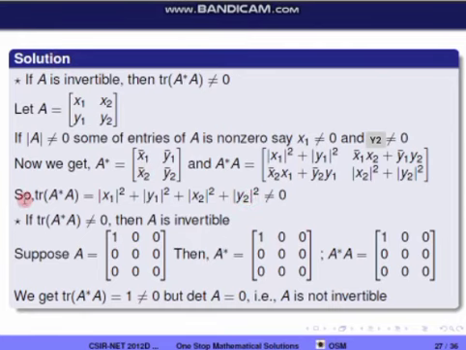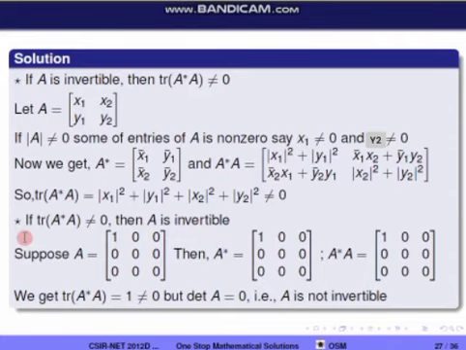Option 2: if trace of A star A is non-zero, then A is invertible. We'll check that. Suppose I take A equal to this matrix, A star is also going to be this matrix, and A star A is also that matrix. Trace of A star A is equal to 1, so it is non-zero. So we should get A to be invertible if this option is correct. But we got determinant A equal to 0, that is, A is not invertible. So this option is not always correct.